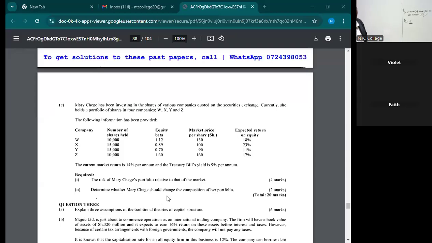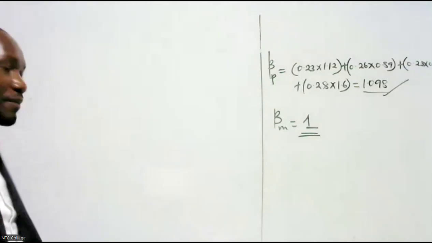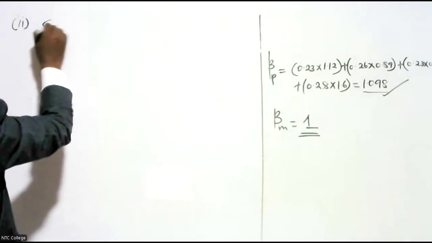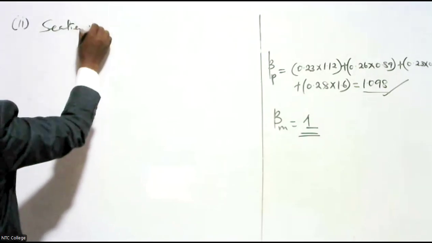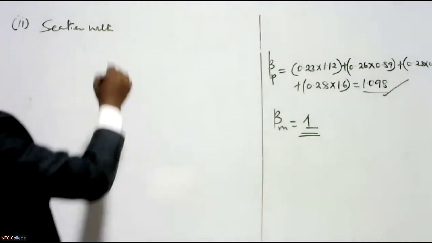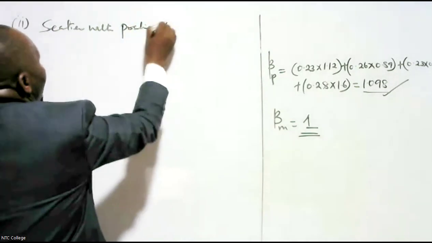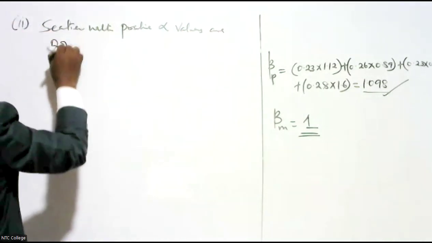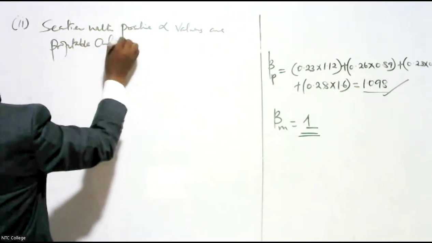Determine whether Mary Njoroge should change the composition of the portfolio. How do we know that portfolio should be changed? Can somebody tell me? In fact, if you want to even prove to them, start by saying Roman 2. Then you say that securities with positive alpha values are profitable and undervalued.